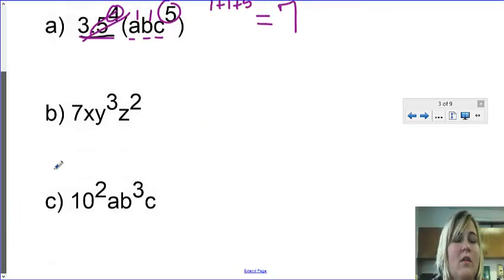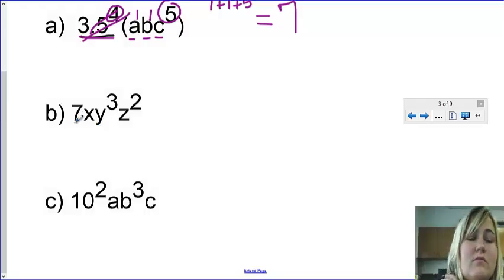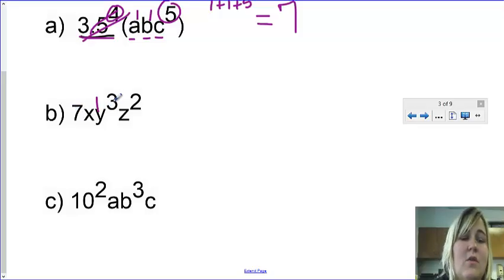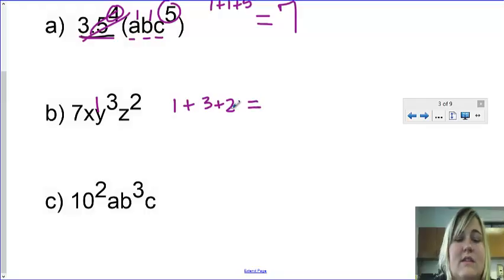Down here, same situation. I don't care about the exponent of 7 because it's not a variable. So I have x, which is to the understood first, y to the third, z to the second. So I have 1 plus 3 plus 2. The sum of the exponents of the variables, and that's going to give us 6. So the degree of this monomial is 6. I want you to try and do C on your own paper. Please pause at this time.